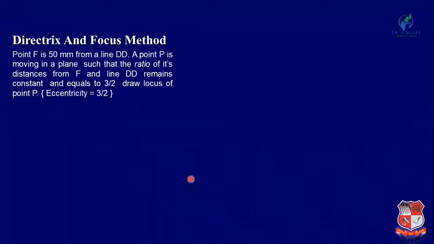Now the directrix and focus method. Point F is 50 mm from a line DD. A point P is moving in a plane such that the ratio of its distance from F and from line DD remains constant and is equal to 3/2. Draw the locus of point P. Here the ratio is 3/2, so we can say the eccentricity is 3/2, which is greater than 1. So our curve will be a hyperbola.